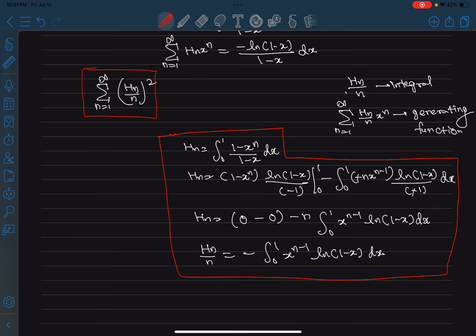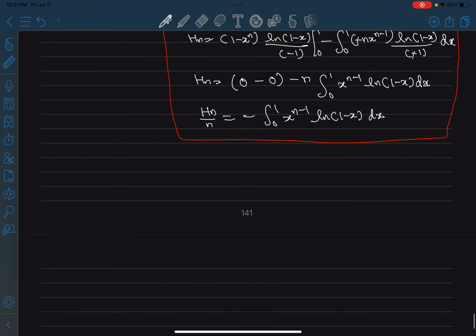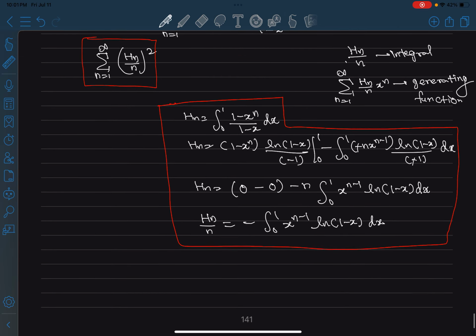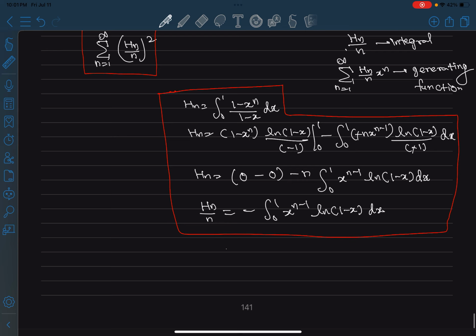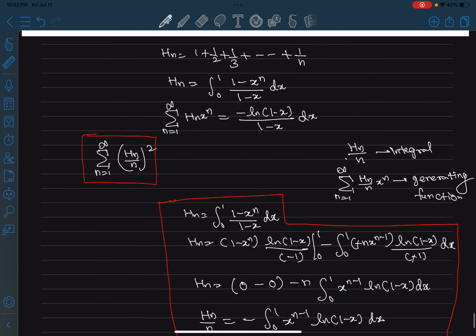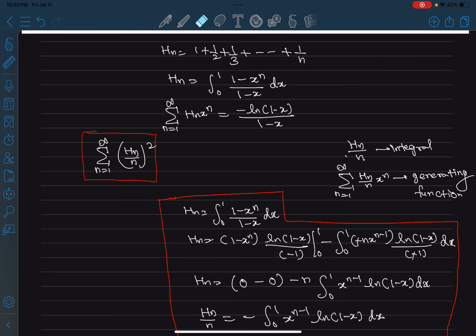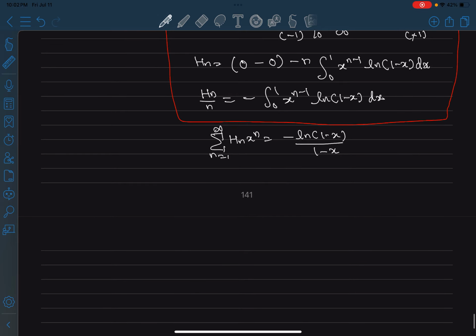Okay. Now our generating function for H_n x to the power n was this: the sum from n equals 1 to infinity of H_n x to the power n is minus ln of 1 minus x over 1 minus x. Now, first of all, let's make this an x to the power n minus 1.